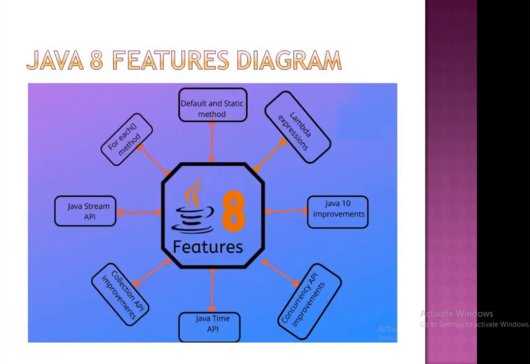This is a diagram which represents the new features of Java 8: the forEach method, default and static method, lambda expressions, concurrency API, Java time API, collections API, and Java Stream API. Okay, so we will discuss them one by one.